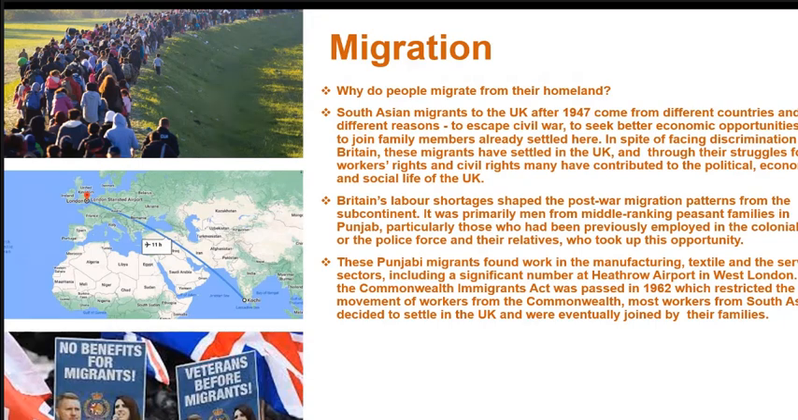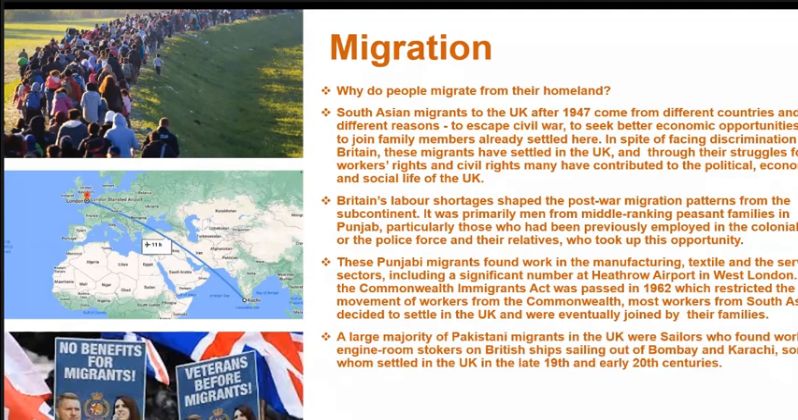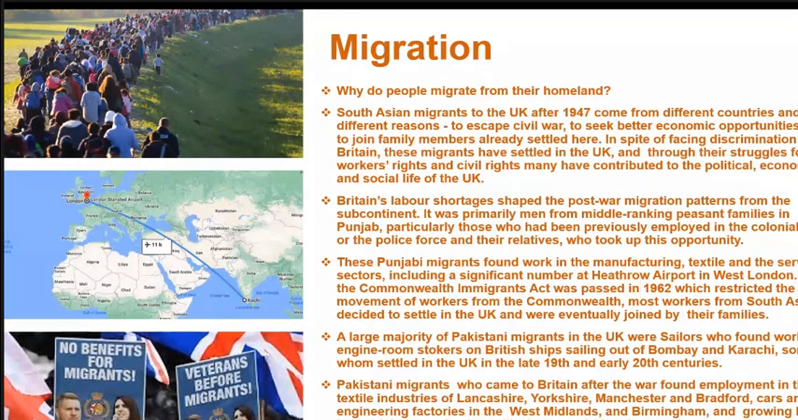So what happened was that most workers from South Asia decided that they were going to settle in the UK, and eventually they were joined by their families because they knew that they wouldn't be able to come and go as they wanted. And a large majority of Pakistani migrants in the UK were sailors. Actually, they found work as engine room stokers on British ships, sailing out of Bombay to Karachi, and they settled in the UK in the 19th and early 20th centuries.